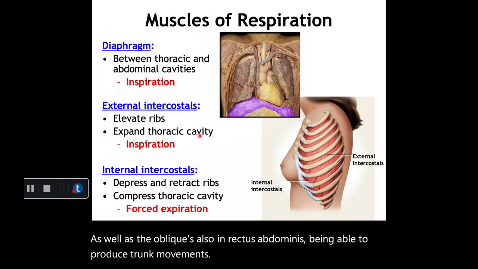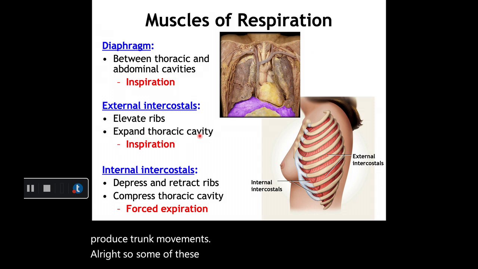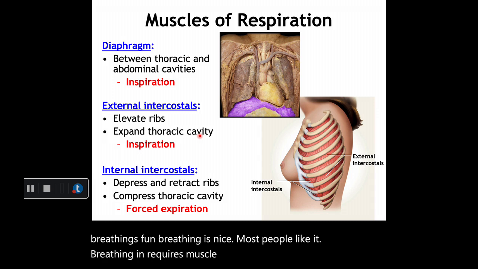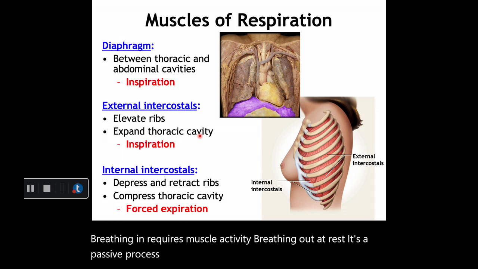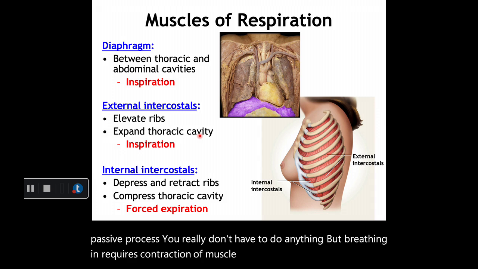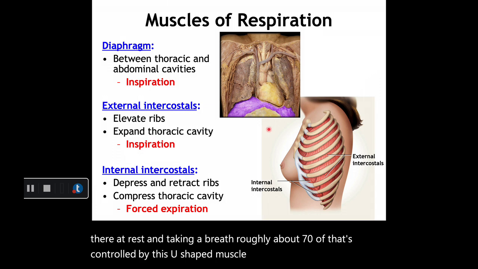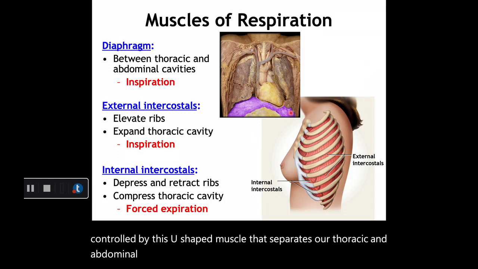All right. So some of these respiratory muscles. Breathing's fun. Breathing is nice. Most people like it. And breathing in requires muscle activity. Breathing out at rest is a passive process. You really don't have to do anything. But breathing in requires contraction of muscle. About 70% of taking a breath just sitting there at rest is controlled by this U-shaped muscle that separates our thoracic and abdominal cavities, called the diaphragm.